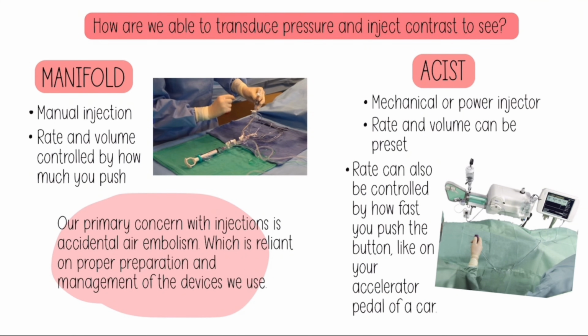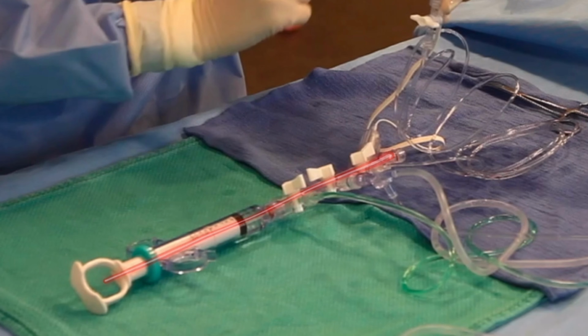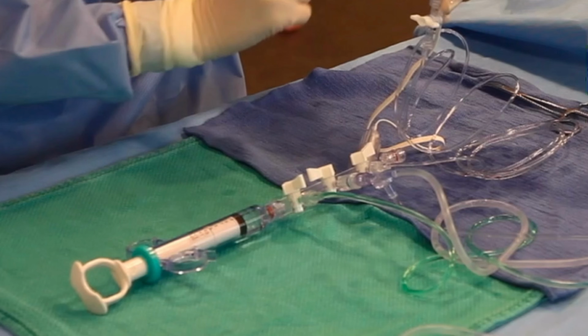So the old school way, the way I was trained on and I really like, is the manifold. So this is a manual injection. The rate and the volume is controlled by how much you push. So I will zoom in on this a little bit. So this is a manifold, this is mine. The contrast is green, it's not normally green, but that's just so when you practice, you can tell the difference if you accidentally injected contrast when you weren't supposed to.